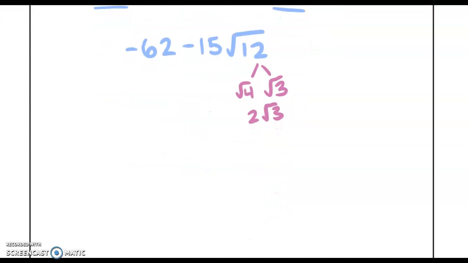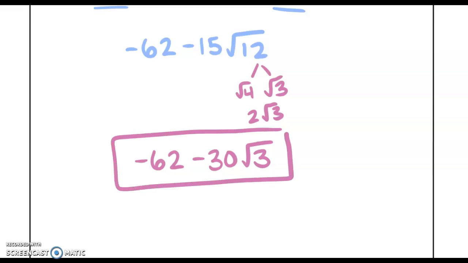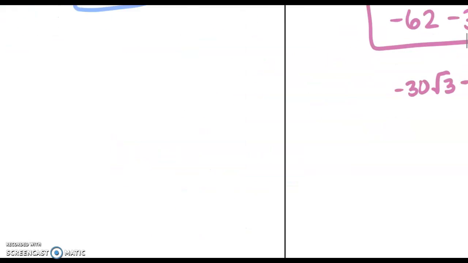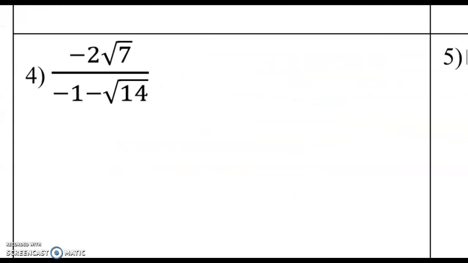Multiply that by the 15, so that's going to give me my final answer of negative 62 minus 30 root 3. Once again, you can write that flipped around, so if you want to write it as negative 30 root 3 minus 62, that's an okay answer as well. Moving down here to the bottom.